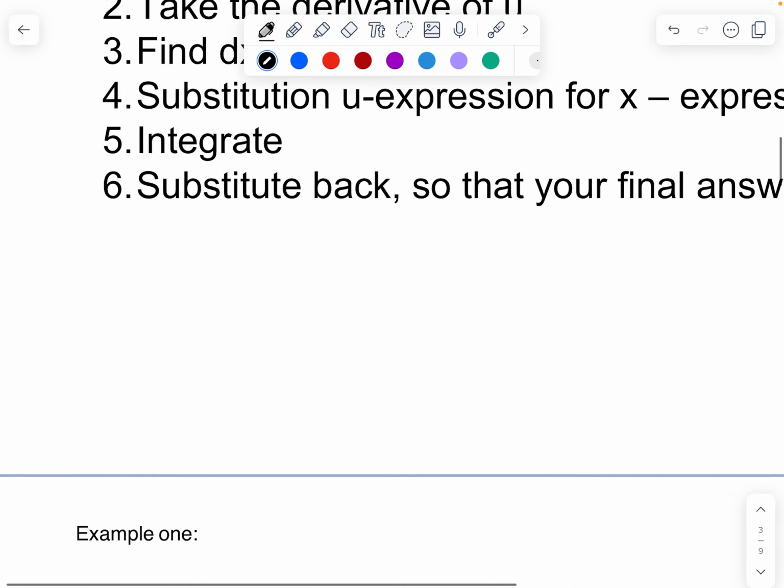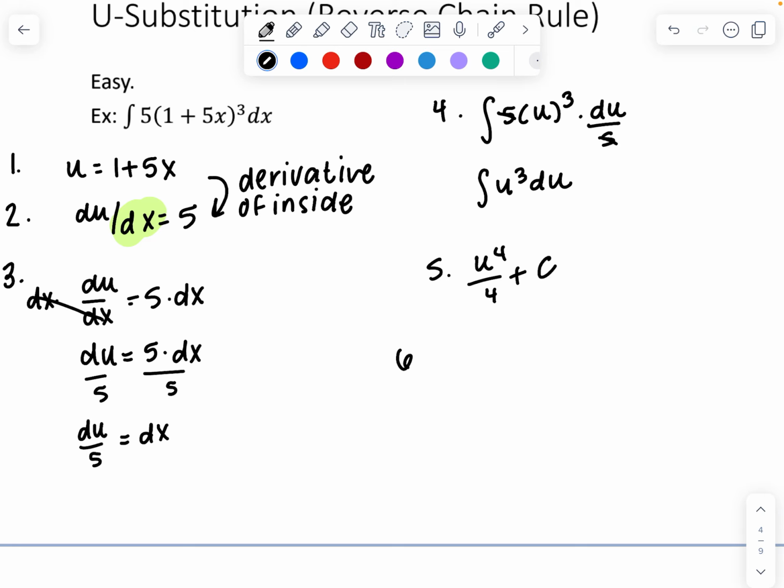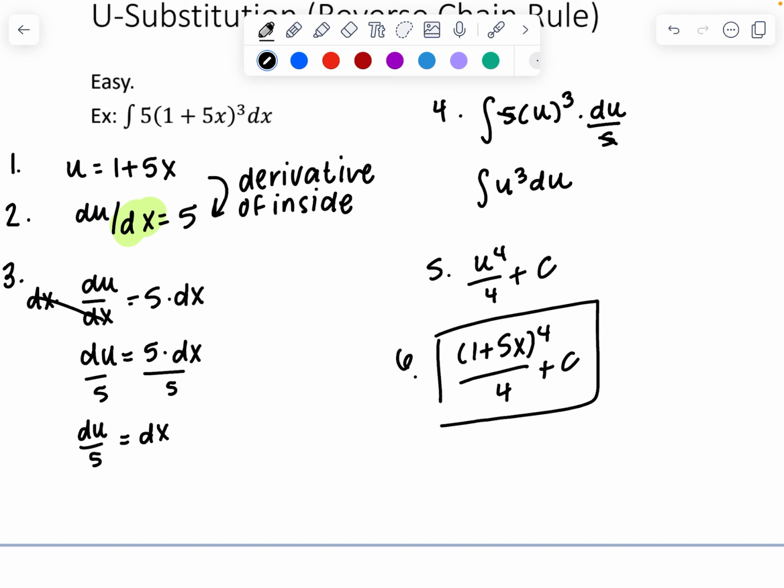So did I skip? Yeah, substitute back in. So I assigned u to be 1 plus 5x. I put that to the 4th power divided by 4 plus c, and that is my answer right there. And so what u substitution allows us to do is essentially temporarily redefine variables.